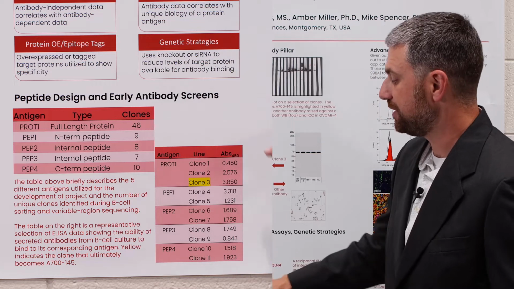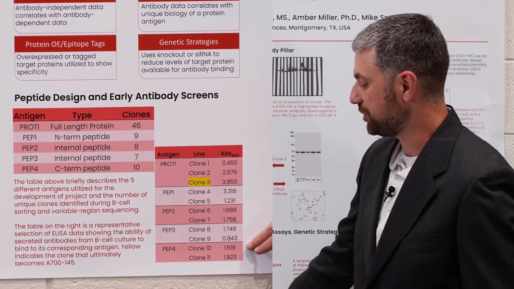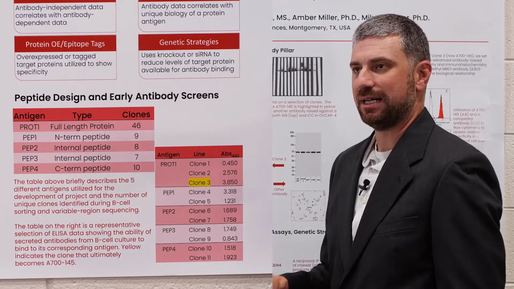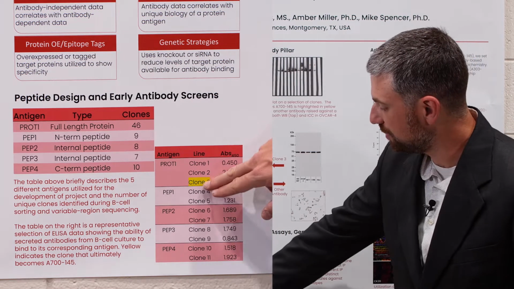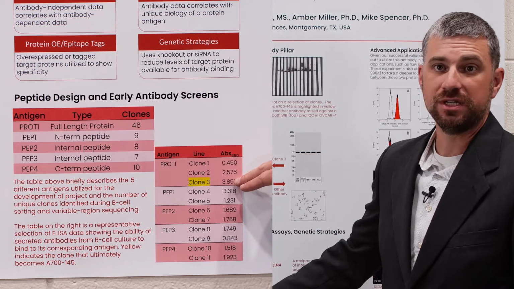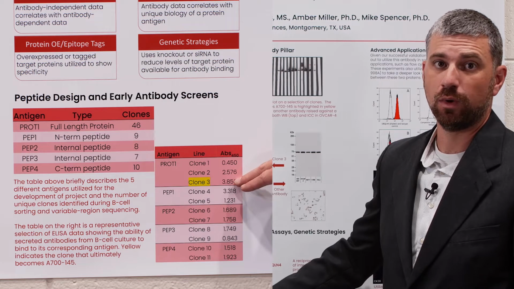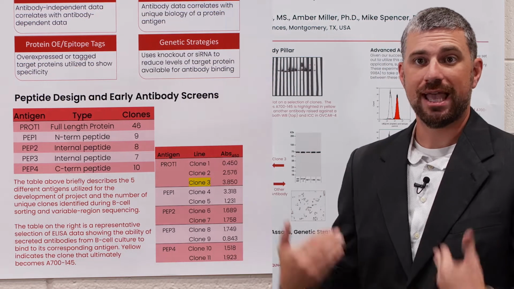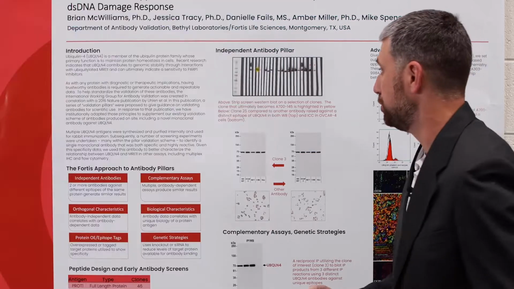And then each of those 70 went through an ELISA screen where each of those clones was looked at against the immunizing peptide. Now, one of these clones, this one here that I have highlighted as clone 3, was ultimately the one that we selected to become A700-145. And the rest of the data here is basically showing how we arrived ultimately at that conclusion.